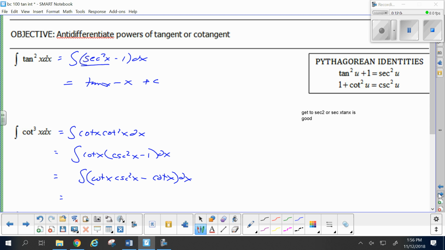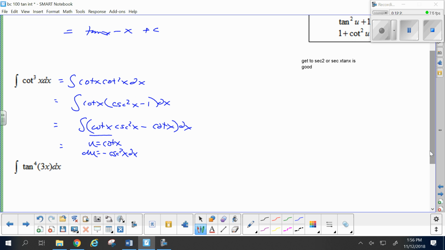What's one of u? Let's say that u equals cotangent. What's du? What's the derivative of a cotangent? Negative cosecant squared. So that would be something like, oh man, I'm running out of room, u times negative du, which is negative 1/2 u squared. So that first one is negative 1/2 cotangent squared.